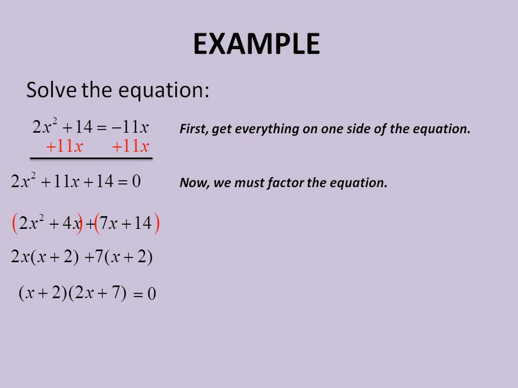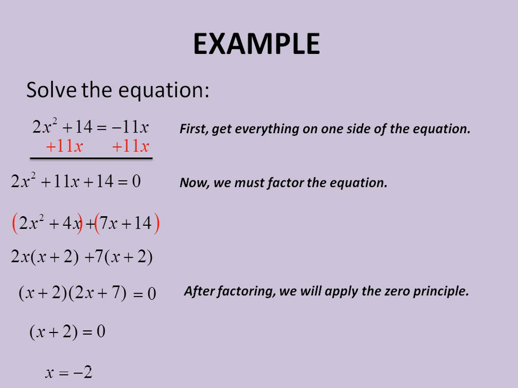And again, we're going to have that equal to 0, and we're going to apply the 0 principle, which means, again, we're going to take x plus 2 and set it equal to 0. Well, when x plus 2 equals 0, we can solve that pretty simply by subtracting 2 over, and we get x is equal to negative 2.